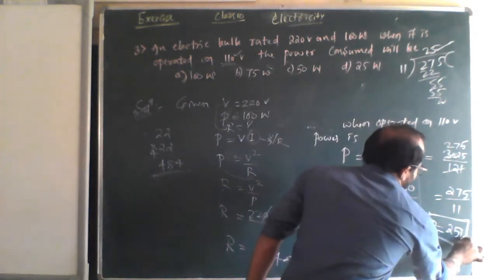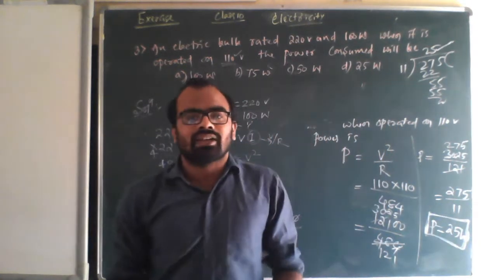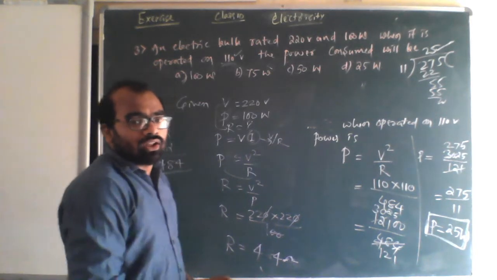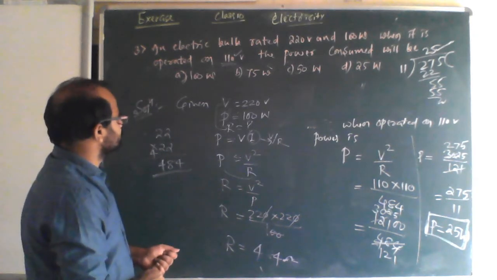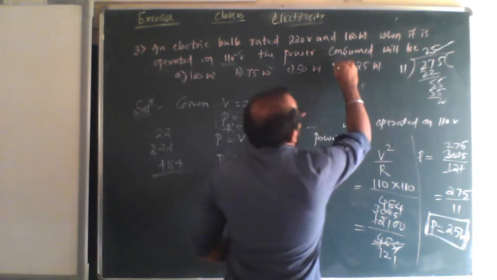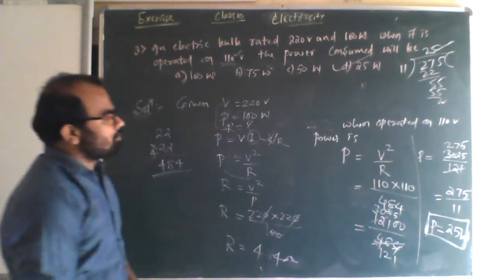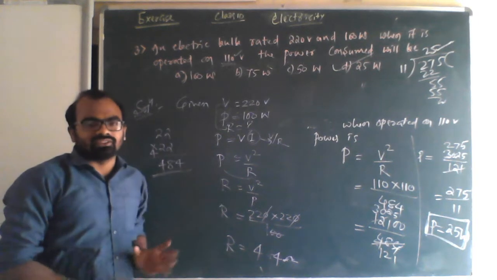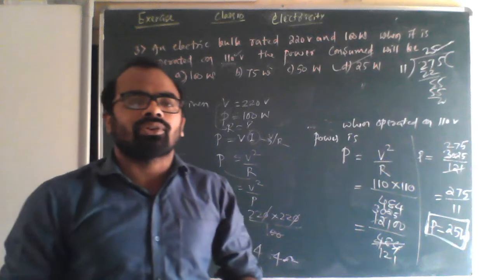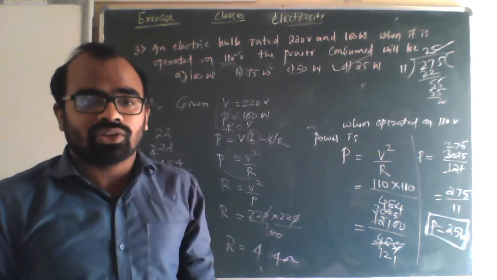This is power, so the unit should be watt. So power is equal to 25 watt. I hope you all are clear with this. So the answer is 25 watt. By applying the formula, you should remember all like this. Okay. So what have they given? They have given the voltage and power.